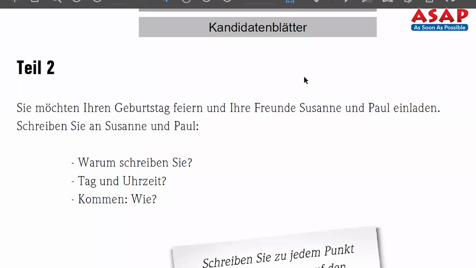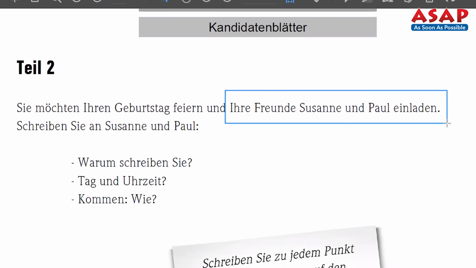What do I mean by du form, ihr form, or Sie form? You have to find out whom you are writing to. For example, here: Sie möchten Ihren Geburtstag feiern und Ihre Freunde Susan und Paul einladen. You want to invite your friends, so it is your birthday. You are writing this email to invite your friends Susan and Paul. Now they are your friends, and with multiple friends you will talk to them informally. So this will be in ihr form.